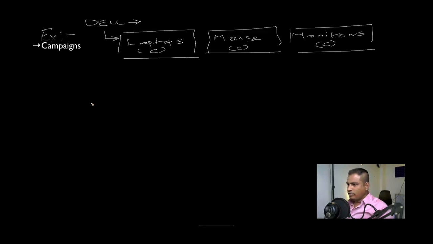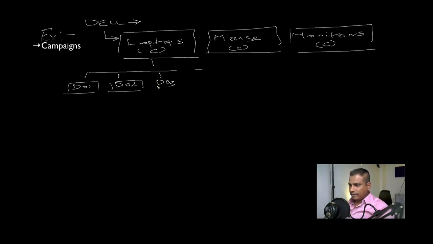Similarly, what do you think will be the ad groups for Dell? What will be the ad groups for Dell laptops? Let's say D01 can be a model. These are fictitious names. D03 can be a model. Dell Inspiron can be another model. Let's say these are 3 different models. So the product category is the campaign, and the models are your ad groups.